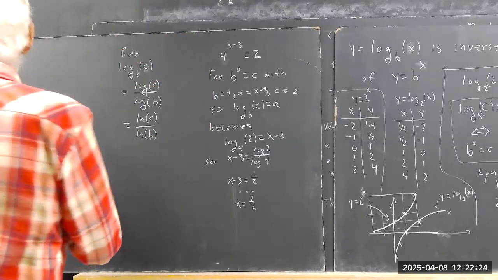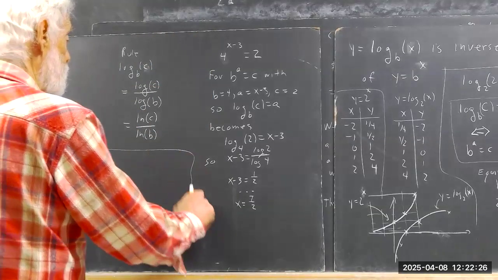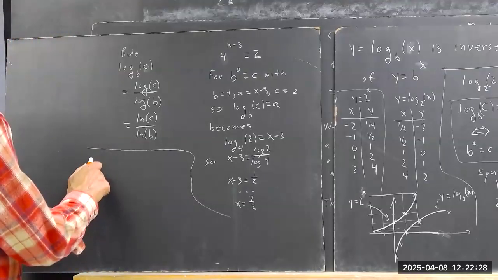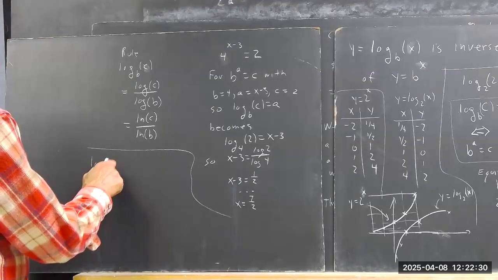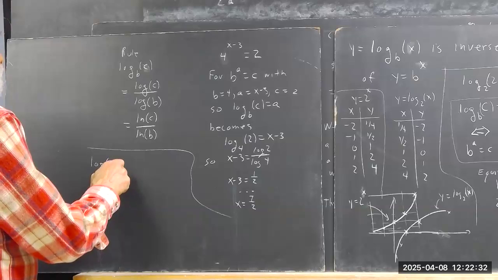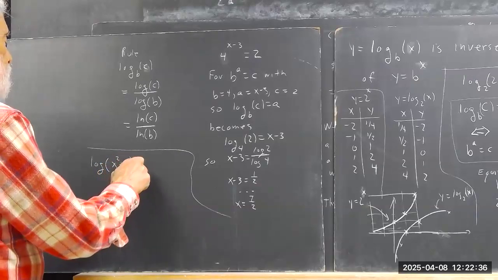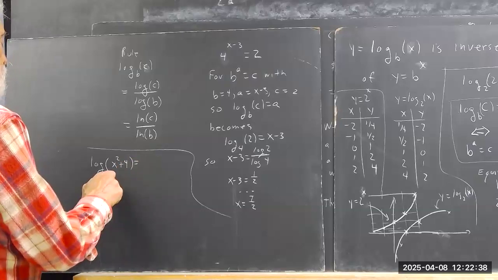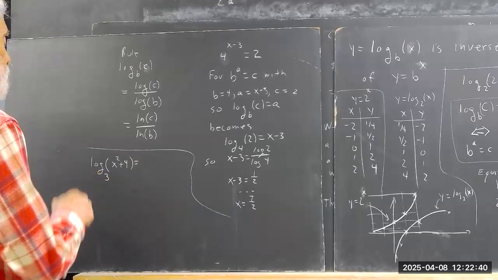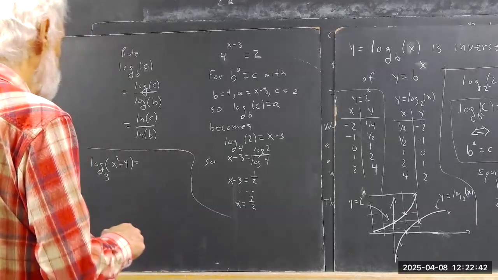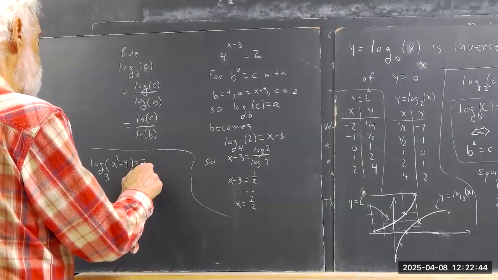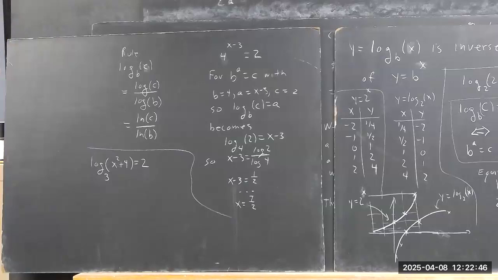So let's try another equation. One more is all we have time for. Let's say it's log base 3 of x squared plus 4 equals 2. Change the form to exponential form and get a solution.